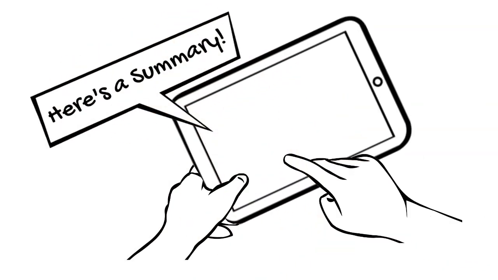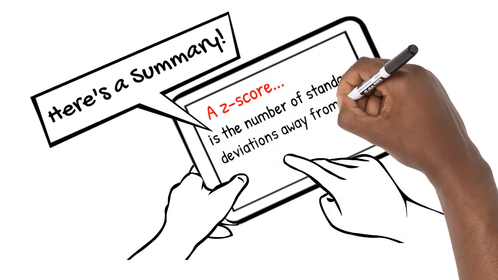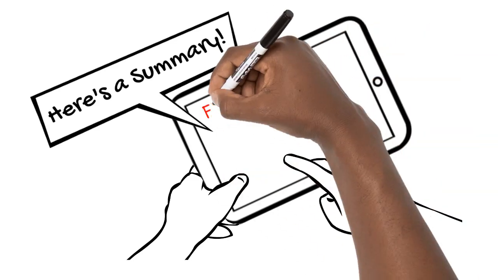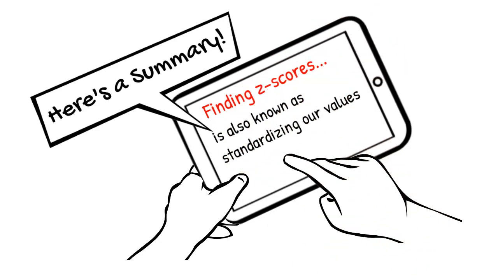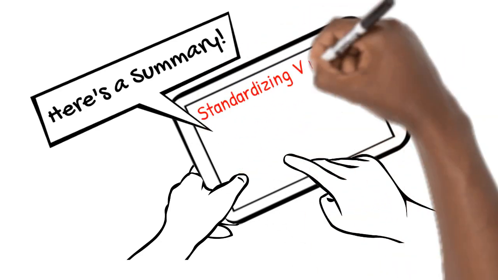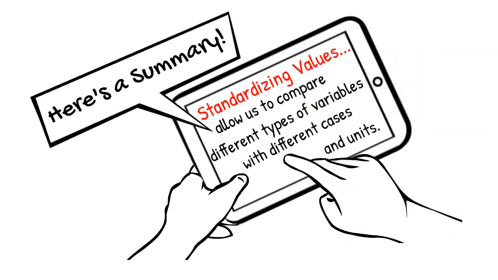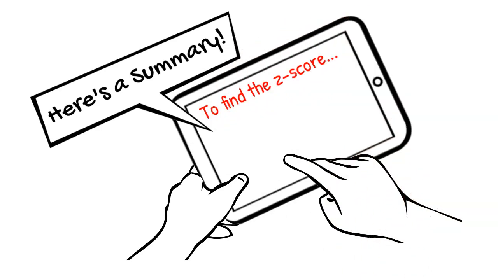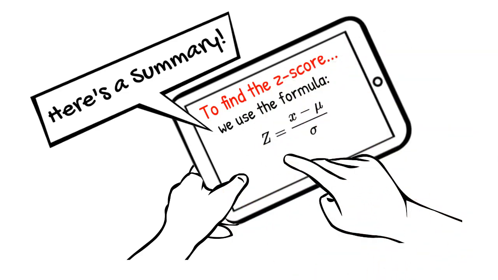Here's a summary of what we've learned. A z-score is the number of standard deviations a value is away from the mean. Finding z-scores is also known as standardizing values. Standardizing values allows us to compare different types of variables with different cases and different units. To find the z-score, we use the formula z equals the value minus the mean of the sample over the standard deviation of the sample.